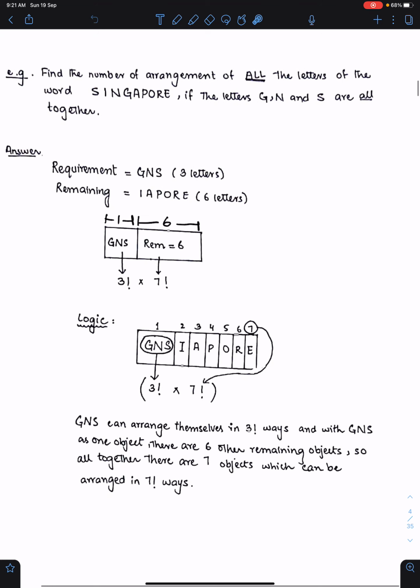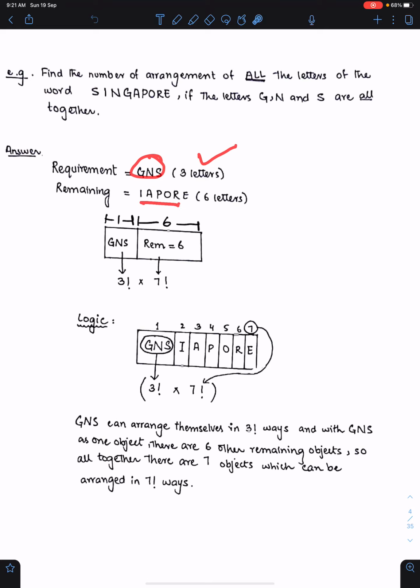For example, find the number of arrangements of all the letters of the word Singapore if the letters G, N and S are all together. We will use box method to solve this question. There are 9 letters altogether. So requirement is GNS, 3 letters.